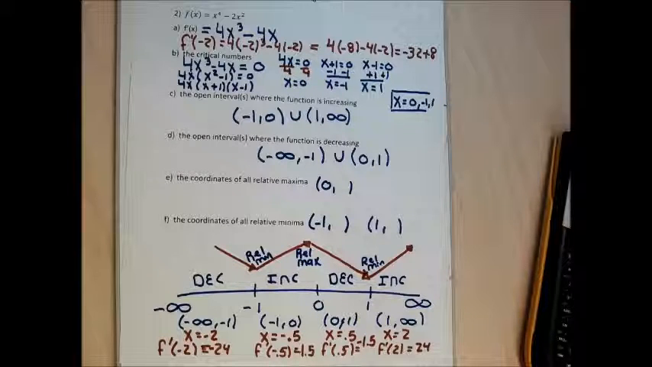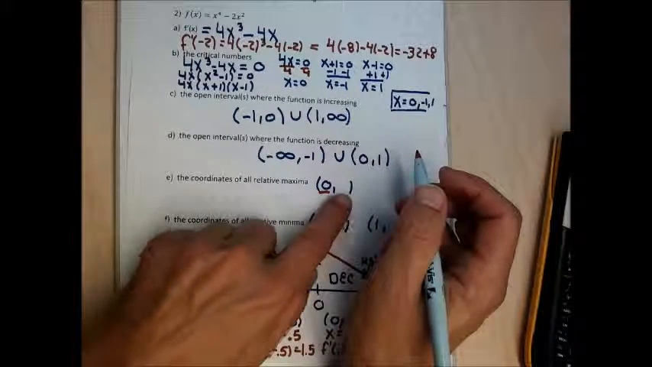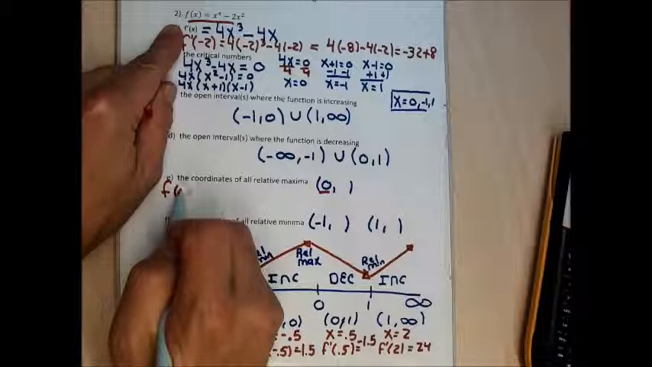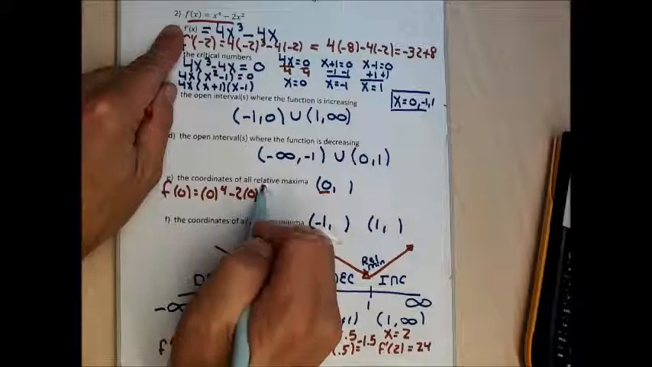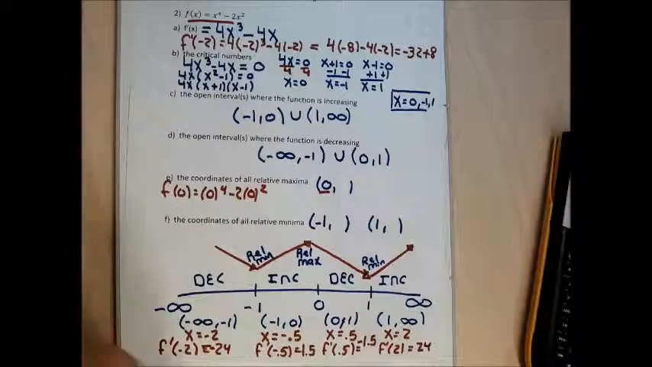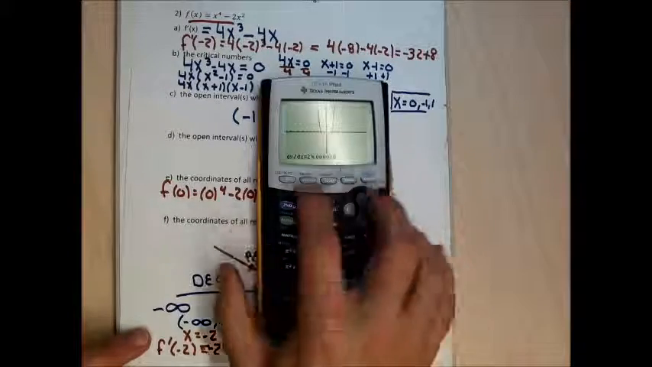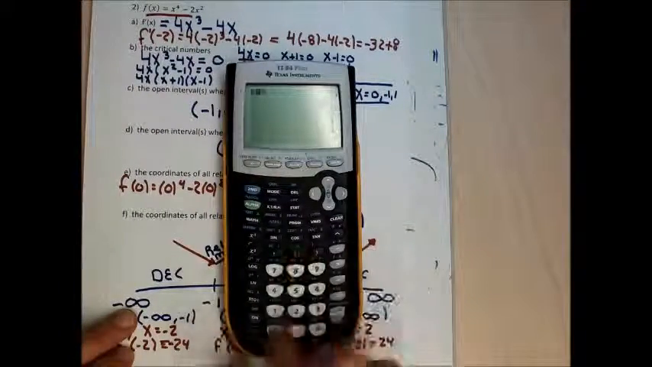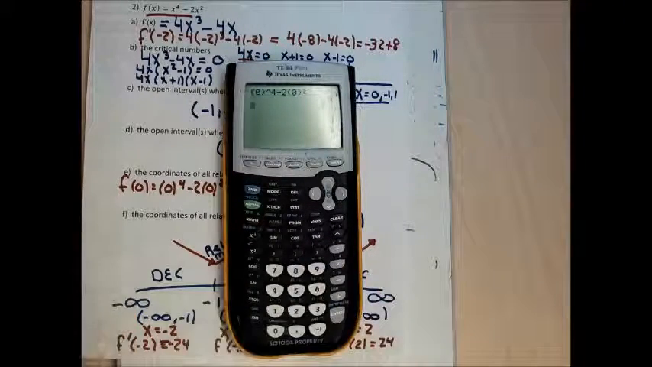To get the something, or the y part, I need to plug the number into the original function. So for x equal to 0, if I want to get the y coordinate of the maximum, I'm going to go to the original function and find f of 0. F of 0 is going to be 0 to the 4th minus 2 times 0 squared, and I'm pretty sure that equals 0. Another way to do that would have been to go to my main screen and do 0 up arrow 4 minus 2 times 0 squared to get that 0.